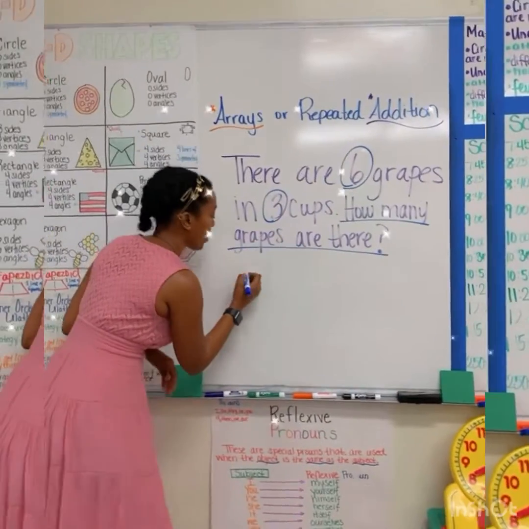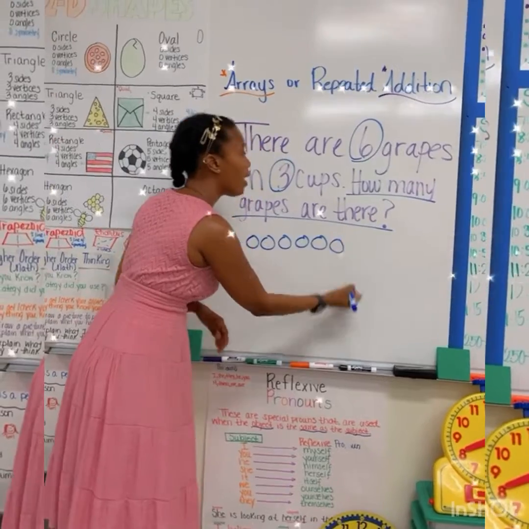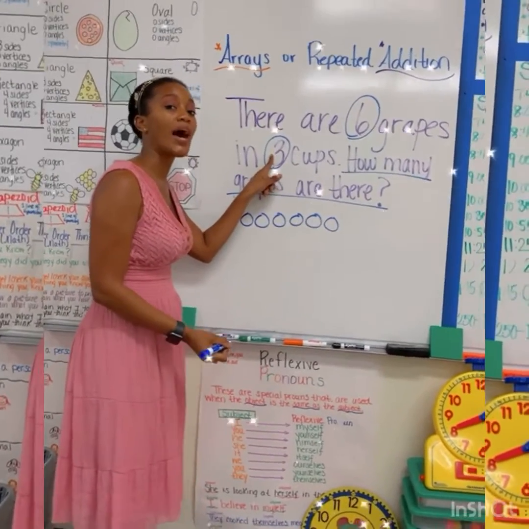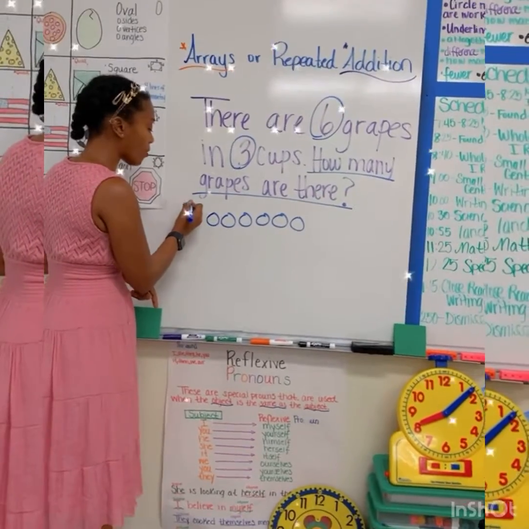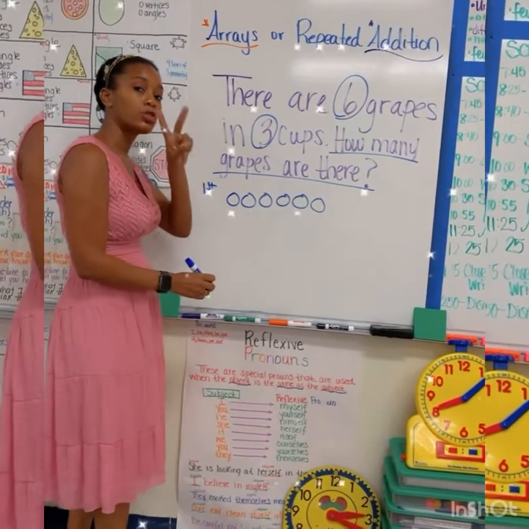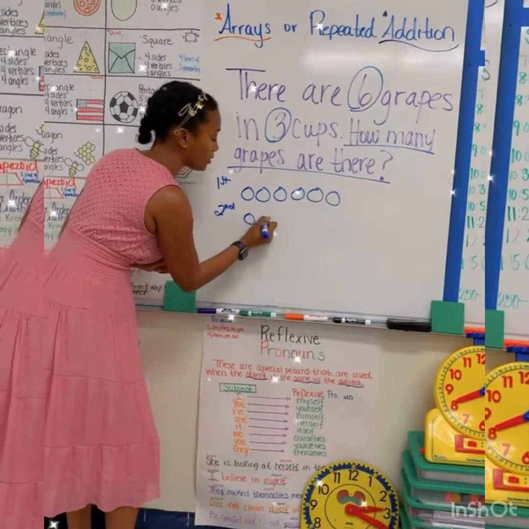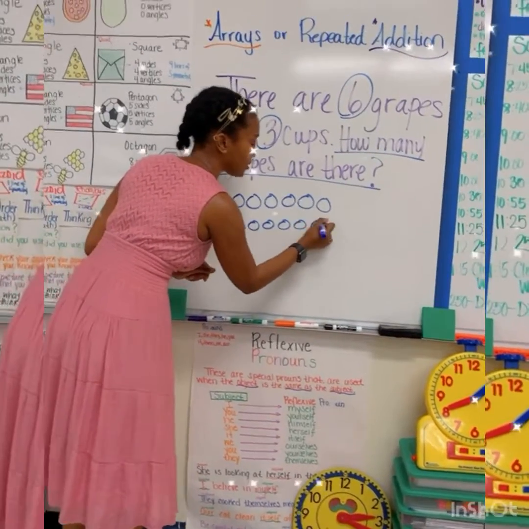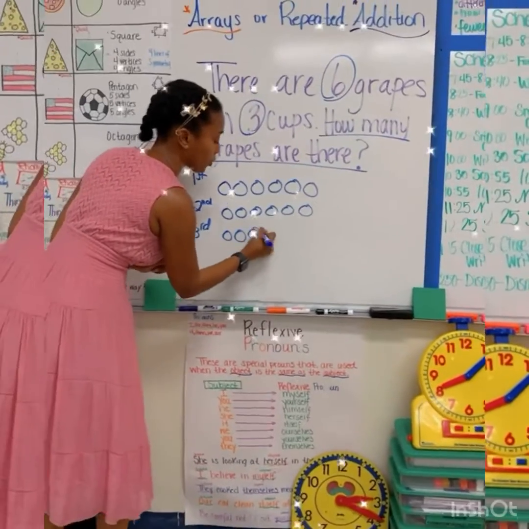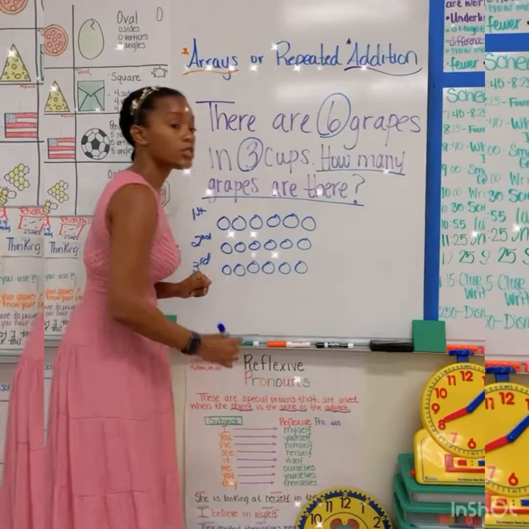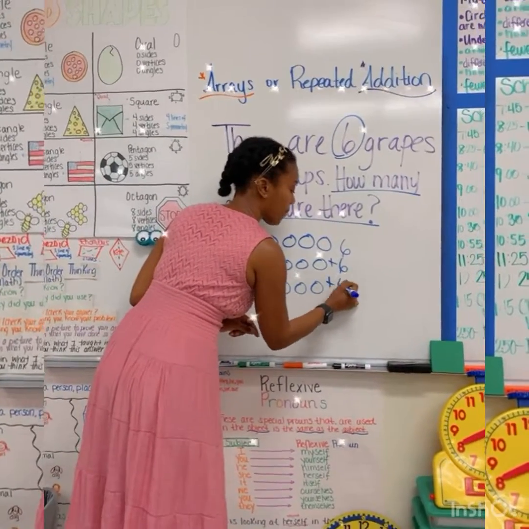We have 6 grapes. That's 1, 2, 3, 4, 5, 6. But how many cups do we have? We have 3 cups. So think of this first row as our first cup. We have 2 more cups to go. So for our second cup, we have 6, and for our third cup, we have 6. So that becomes 6 plus 6 plus 6.